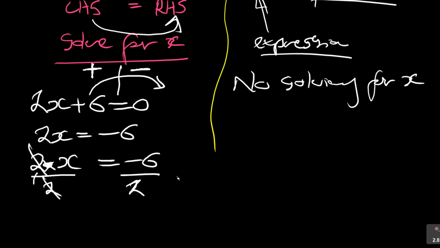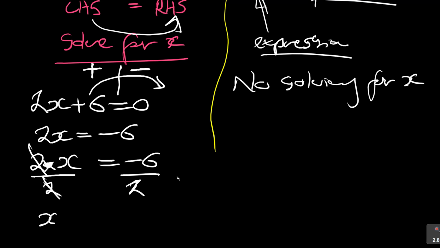Don't say 2 goes to the other side. It cannot separate from x because it is like a glue. The only way you can separate 2 and x is by division. So what you do on the left, you do on the right. That's why we divided by 2, divided by 2.